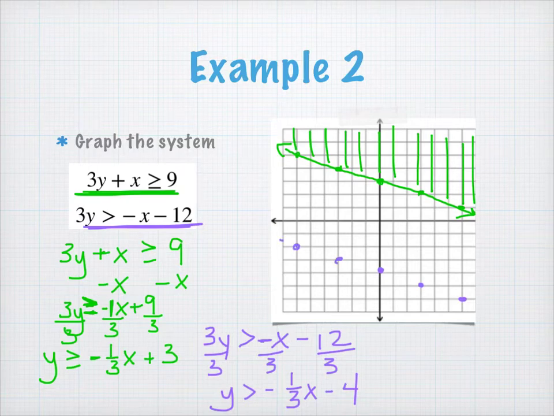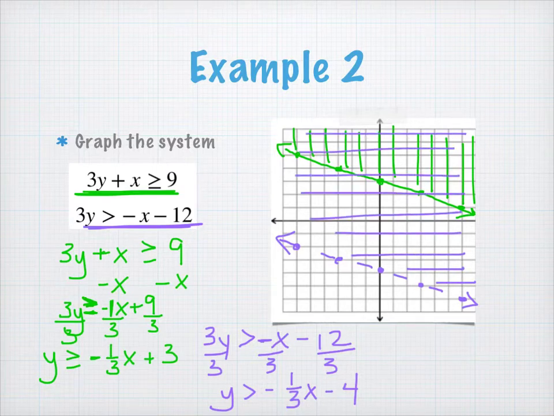Now this one, not solid, broken. So I'm going to put my dashes in. And this one is also greater than. So it's y is greater than. So let's do horizontal lines like so. So what happened there? Where's our solution set?